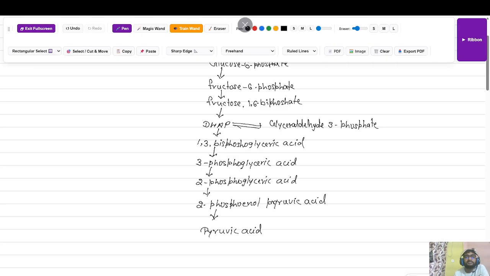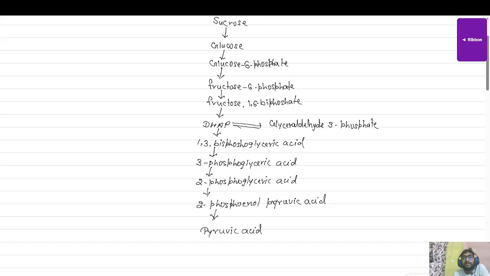And in this 10-step process, different enzymes are used at different steps. In the case of sucrose, an enzyme known as invertase is used. To convert glucose to glucose phosphate, an enzyme is used that is known as hexokinase.